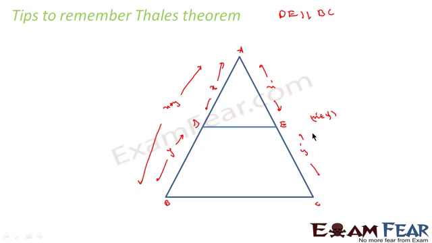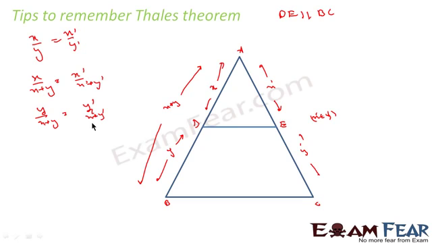You take any ratio and divide it the same. That is, if you take X by Y, this will be equal to X' by Y'. If you take the bigger side, that is, if you take X by X plus Y, this should be equal to X' by X' plus Y'. If you say Y by X plus Y, this will be equal to Y' by X' plus Y'. If you take Y by X, this will be equal to Y' by X'.